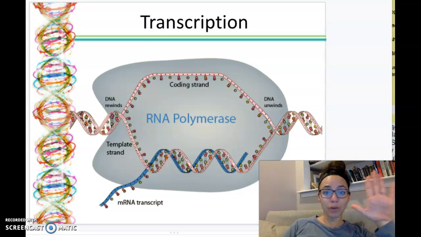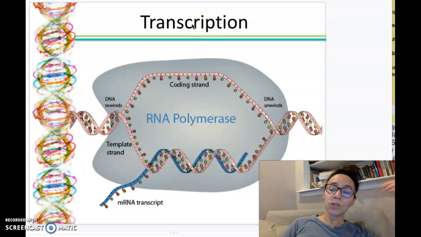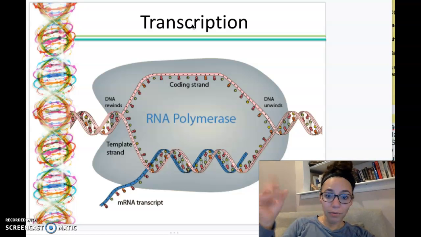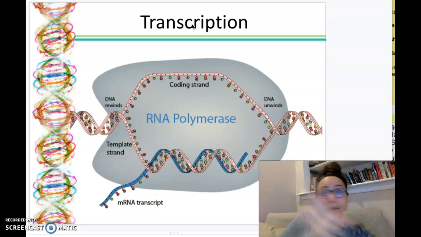That's all for transcription. And if you think of the word transcription, it's like transcribe. If you're going to transcribe something, you're copying it, right? So we're just copying the DNA message into a form that can leave the nucleus. That's all that's happening here.